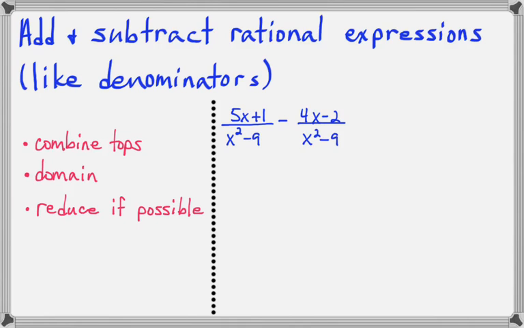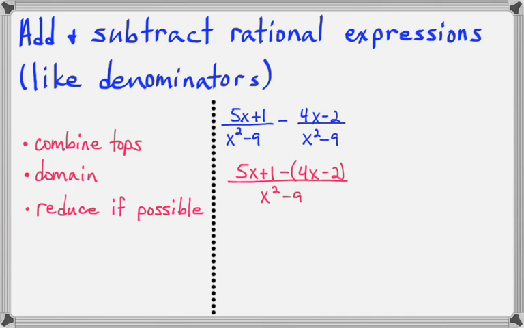Let's look at 5x plus 1 over x squared minus 9 minus 4x minus 2 over x squared minus 9. So just like when you did regular fractions, we need to subtract the numerators and leave the denominator the same. So let's write it like this. Here's my new top: 5x plus 1 minus 4x minus 2, but notice I have it in parentheses because I have to make sure that I'm subtracting the entire second numerator. And then the denominator is x squared minus 9.